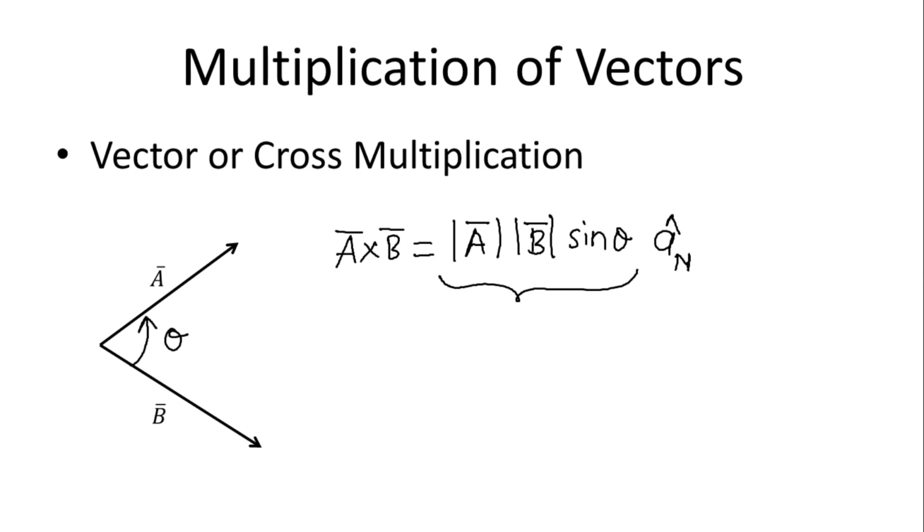See, small a with a subscript and a cap overhead is just the representation of the unit vector that we were introduced to in the previous video. So this is just the representation of the direction. Now what is the significance of writing capital N in the subscript here? N means normal direction.